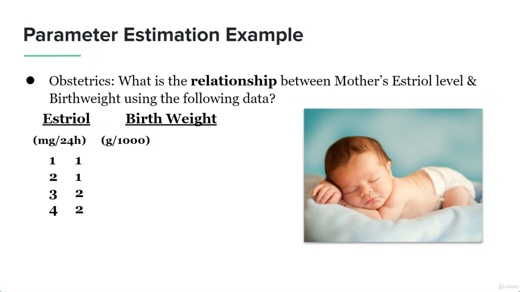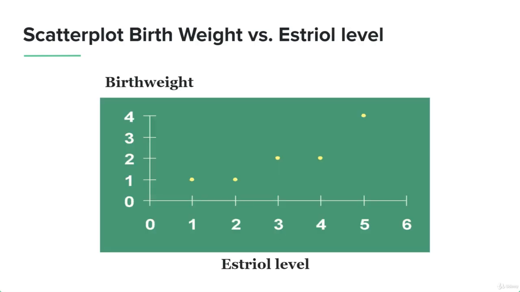So let's talk about an example for parameter estimation. Let's model the relationship between mother's estriol level and the birth weight of the infant child using the following data. We have the estriol level and the birth weight, and we're going to plot both of these values on a scatter plot. We have the x value as the estriol level and the birth weight as y.